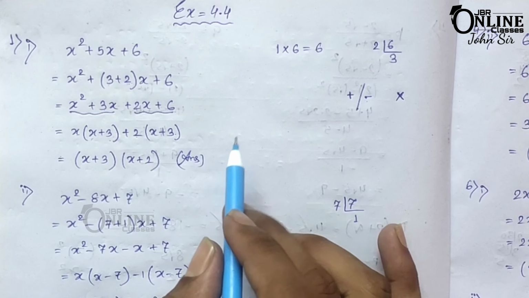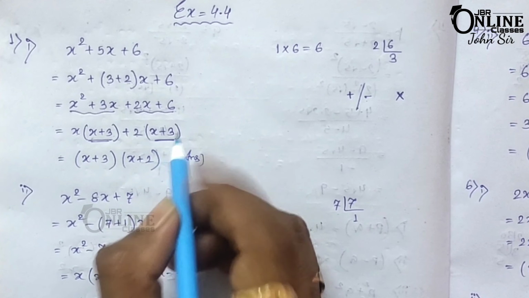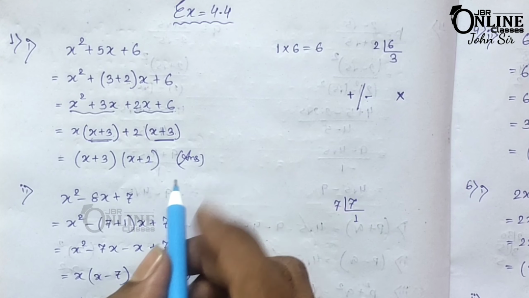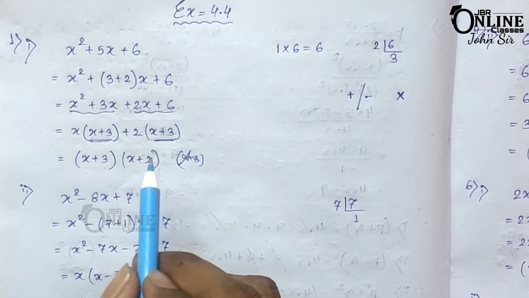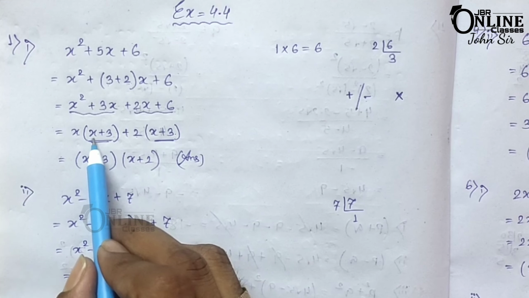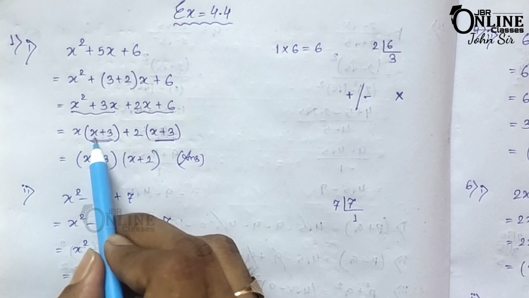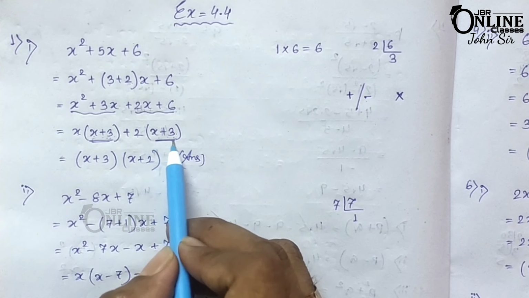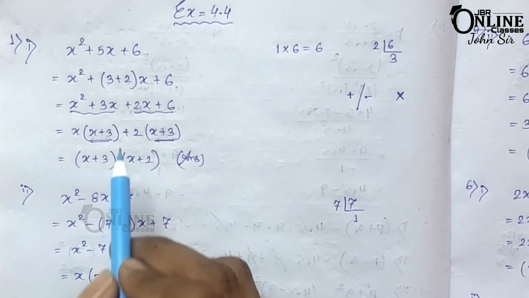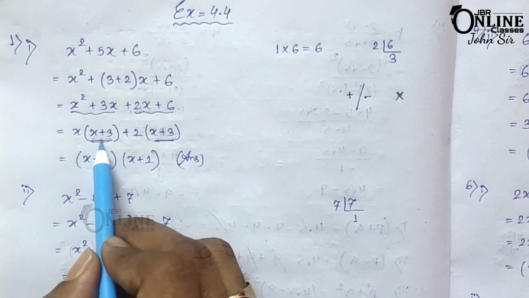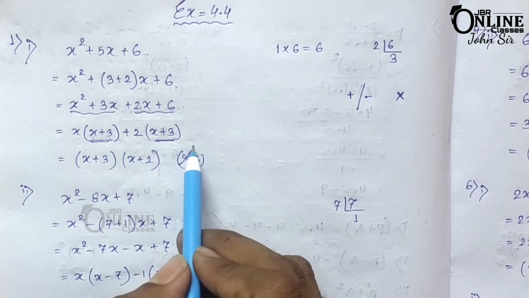Now here is another tip. Always remember that these two terms will always be identically equal. That means if here x plus 3, then here also x plus 3. If here x minus 3, then here also x minus 3. In each and every problem, these two terms are always identically equal.